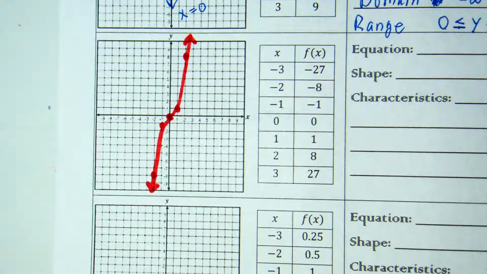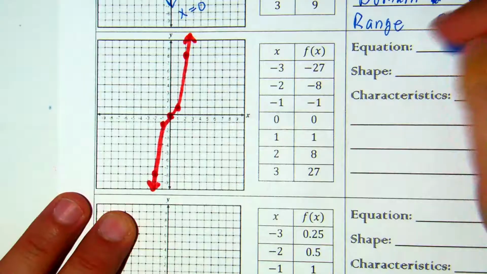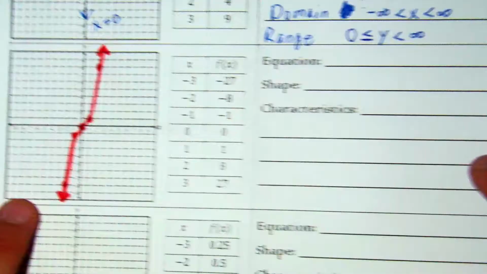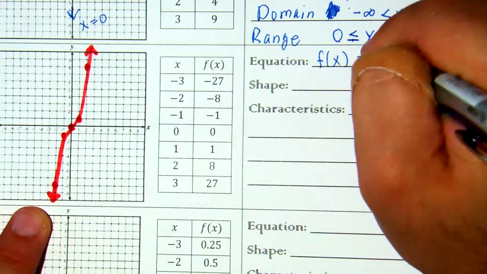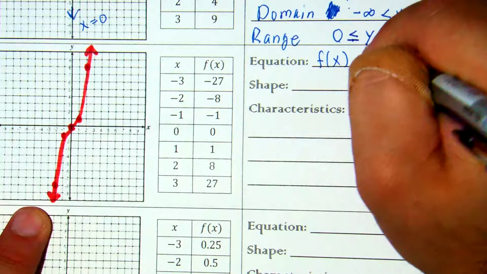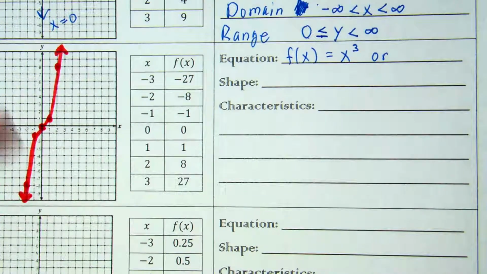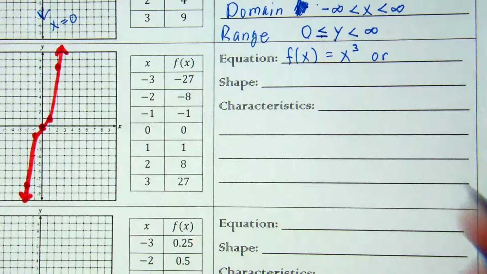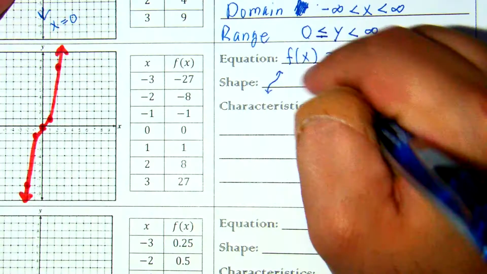And so our function is f of x equals x to the 3rd power. Or, how else could you write that? The shape, it's kind of a curvy S shape that goes up and down. But it could even be reflected and be facing this way.